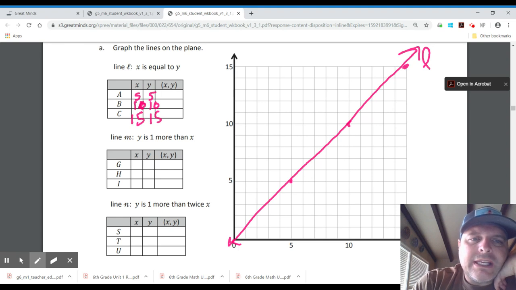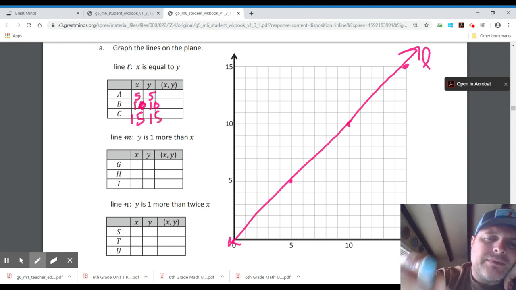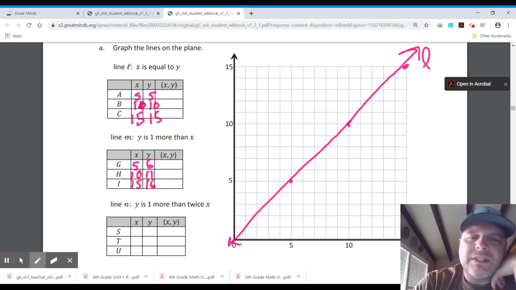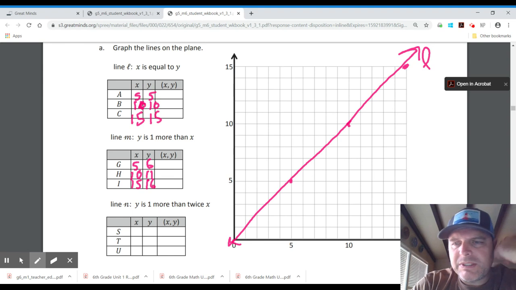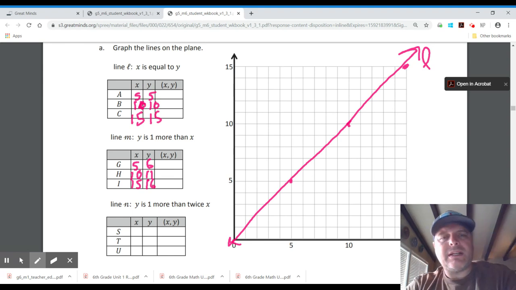Line M is y is 1 more than x. So if we did 1 more than x, let's do 5. Then y is 6. And if you did 10, it would be 11. And if you did 15, it would be 16. So let's see how this works. One of those points is actually not on the line, so I've got to get rid of it.